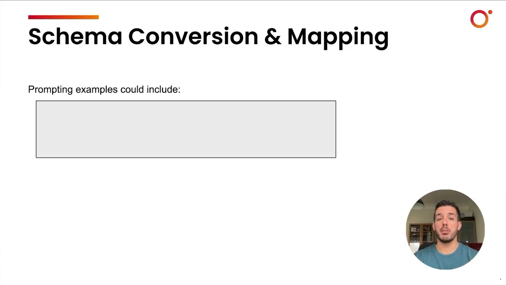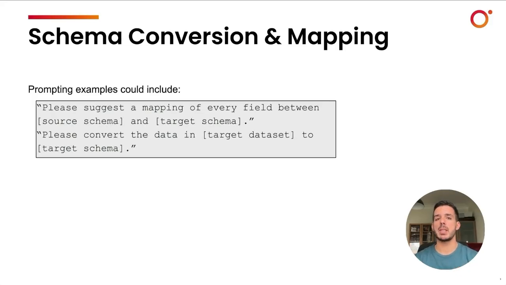What are some examples of prompts that we could use for converting and mapping schemas? Well, for example, we could say, hey, suggest a mapping of every single field between the source schema, copy and paste, and the target schema, copy and paste, or the source dataset and target dataset, and have it automatically detect the schemas if we don't know them. Or we could ask, for example, please convert the data from this source dataset to this target schema. So as you see, they're very simple operations. We're being specific in terms of what is the specific schema, both in the source and in the target, what is the mapping, and how do we perform that conversion.